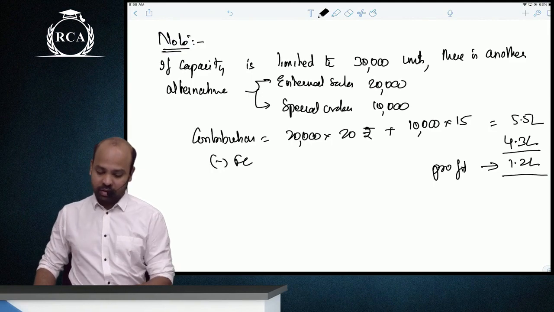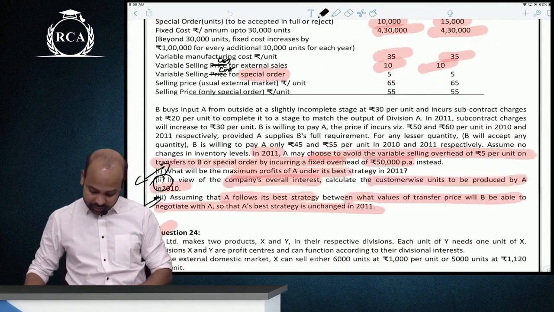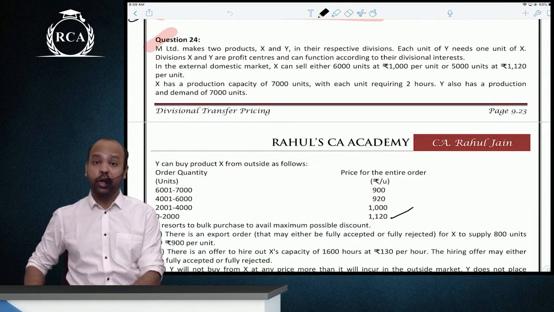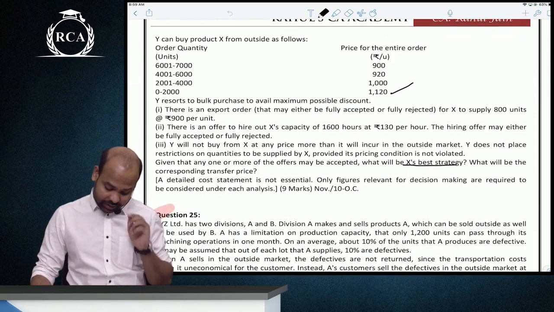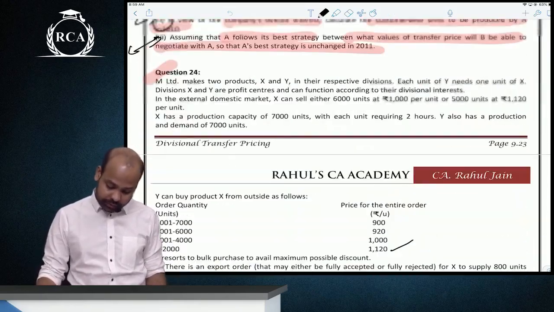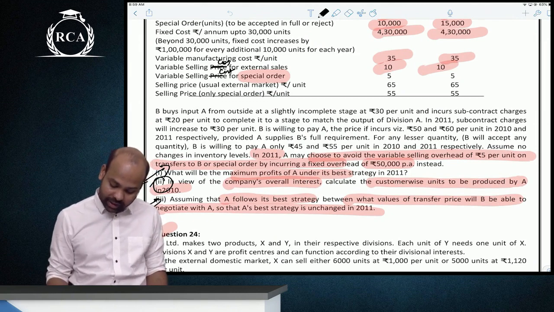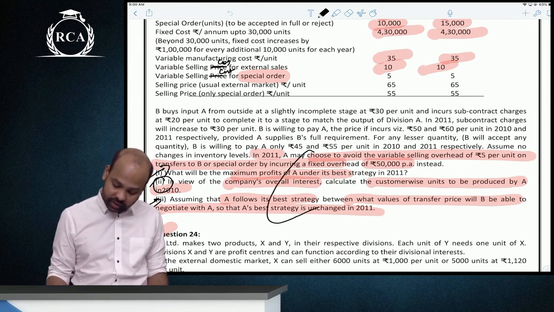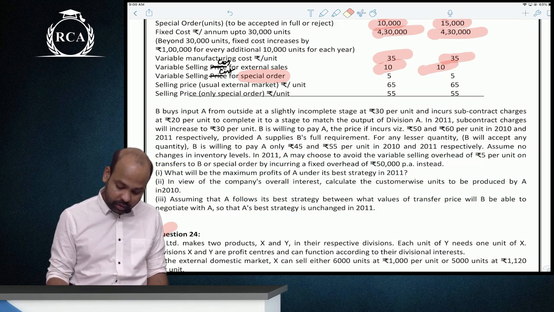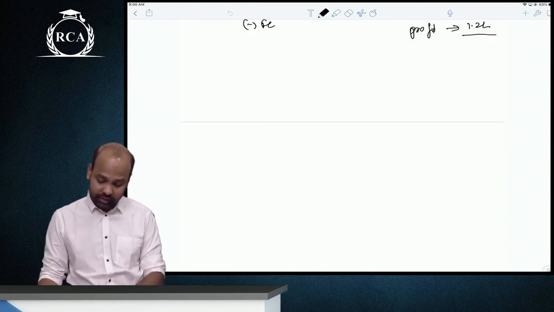Let us now answer it for the year 2011, guys. If you read the requirement, beta, for the year 2011, the decision is not from the viewpoint of the company, guys. It is maximum profits of A, beta, under its best strategy in 2011. So it is a decision, beta, from the viewpoint of division A, 2011.